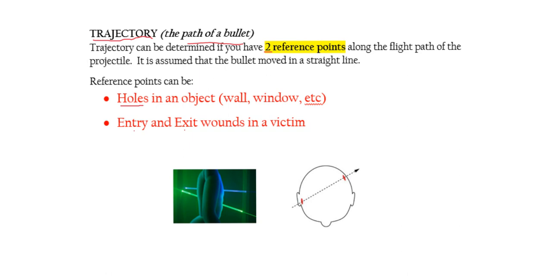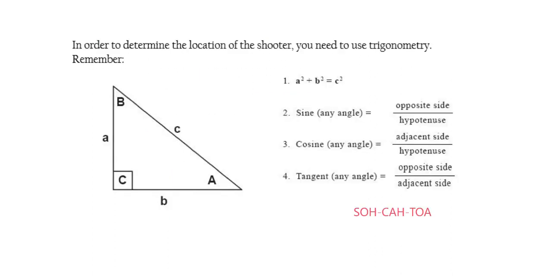So when they have these 2 reference points, like in the victim, they would put what's called a trajectory rod through them. We used those when we were looking at the bullet holes the other day, and they can trace the path that that bullet took to get to that point. Obviously, if you look at the green path here, it's more angled than the blue path. So the 2 reference points, both the entry and the exit wound, can help us trace the path that that bullet took through space.